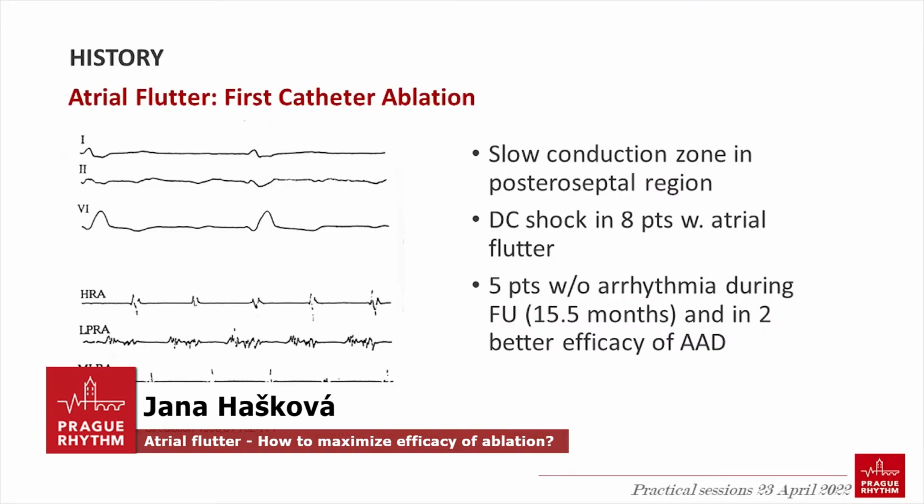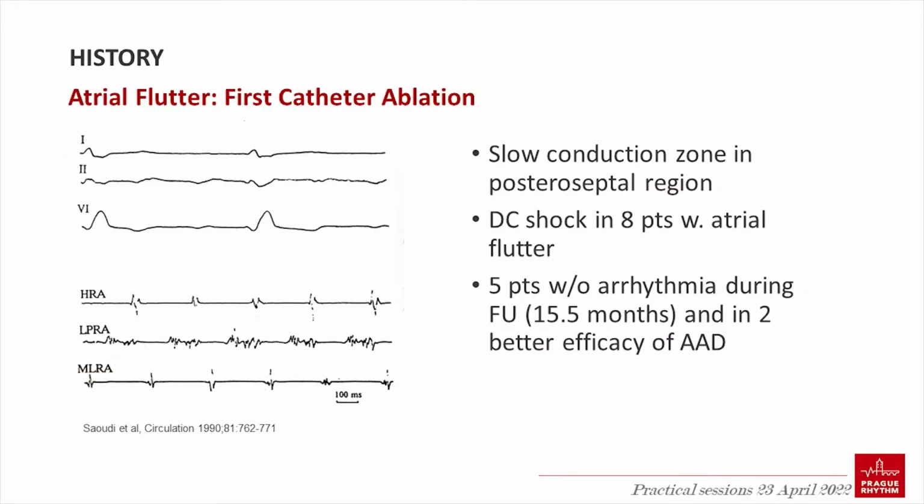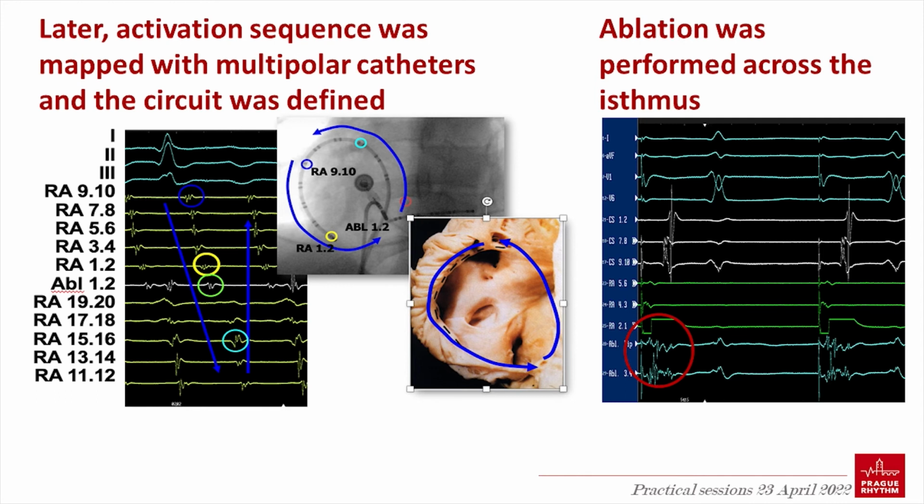Flutter ablation was performed for the first time in 1990, using DC shock in the postseptal region where a slow conduction was observed. Soon after, radiofrequency current was introduced. Later, activation sequences were mapped with multipolar catheters, and a circuit was described. Here you can see counterclockwise activation during atrial flutter.